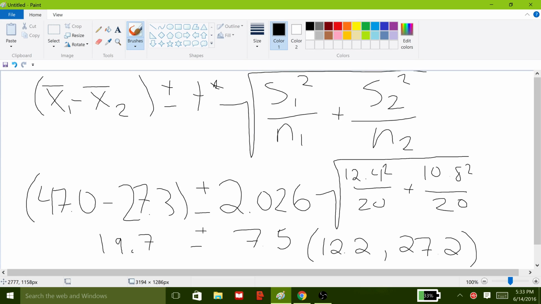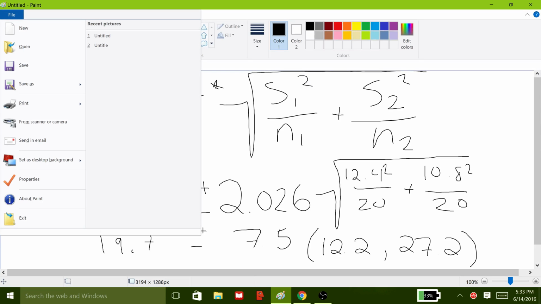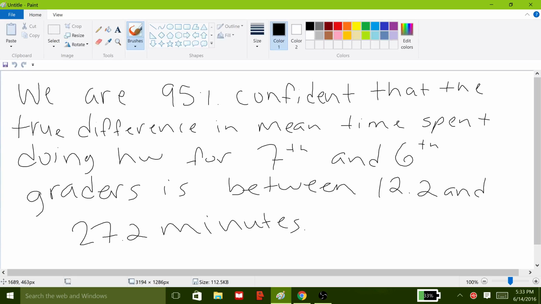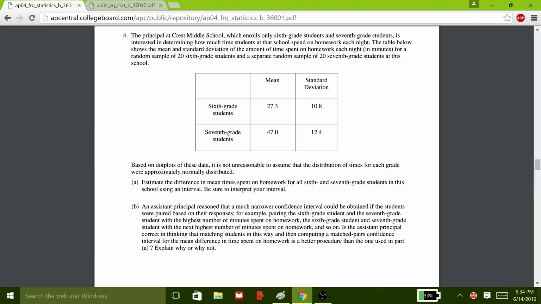So we have to have a concluding statement. The concluding statement should read, we are 95% confident that the true difference in mean time spent doing homework for 7th graders and 6th graders is in between 12.2 and 27.2 minutes. Now the question had a part B. Don't forget to answer these.